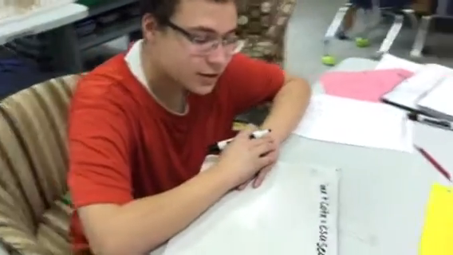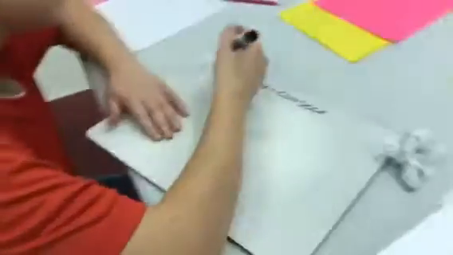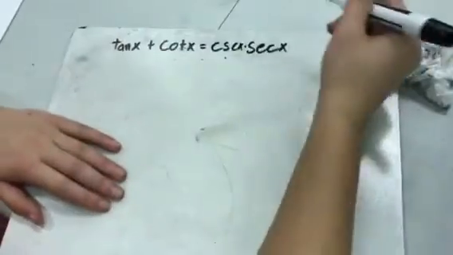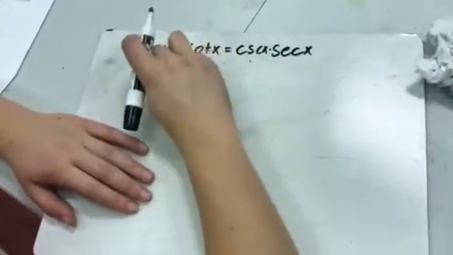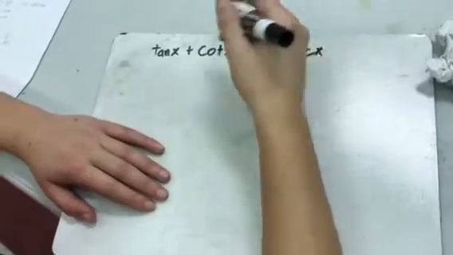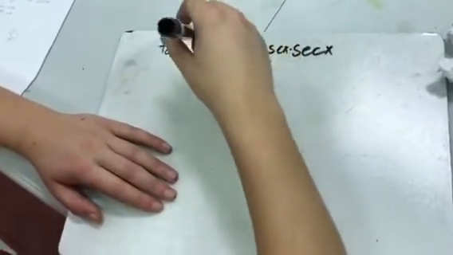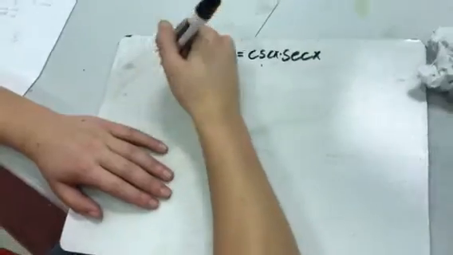So hello, this is me verifying this trig identity. And so what you would do is I'm going to start on this side. You can start on either side, but I'm just going to start on this side. So what you would do is you would take tangent x and cotangent x.